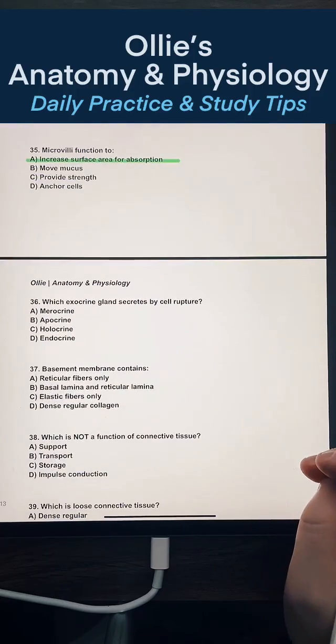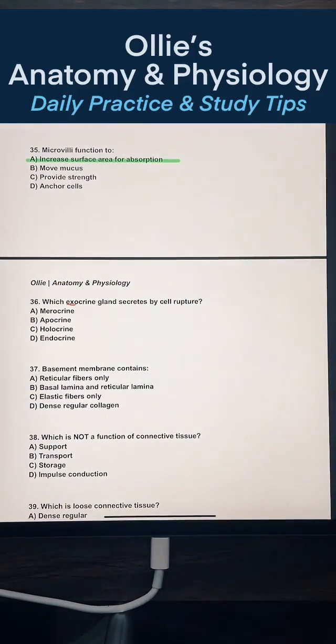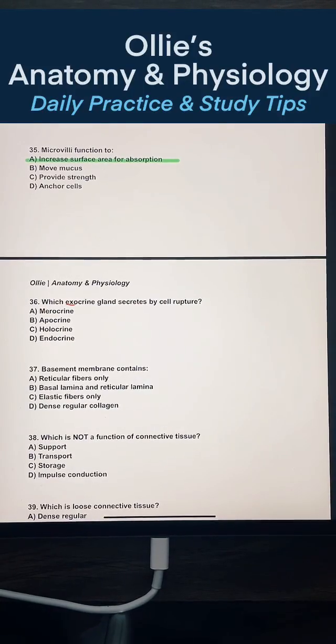Number 36, which exocrine gland secretes by cell rupture? This is a bit of a tricky question. Sometimes some people have to know this one, sometimes you don't. But I decided to go over it today just because somebody in a tutoring session was confused on it, so I added this question in today. They were going over it for their histology. Not many people do, but some do, so that's why I have it in here today. But number 36, which exocrine gland is going to secrete by basically cell rupture?